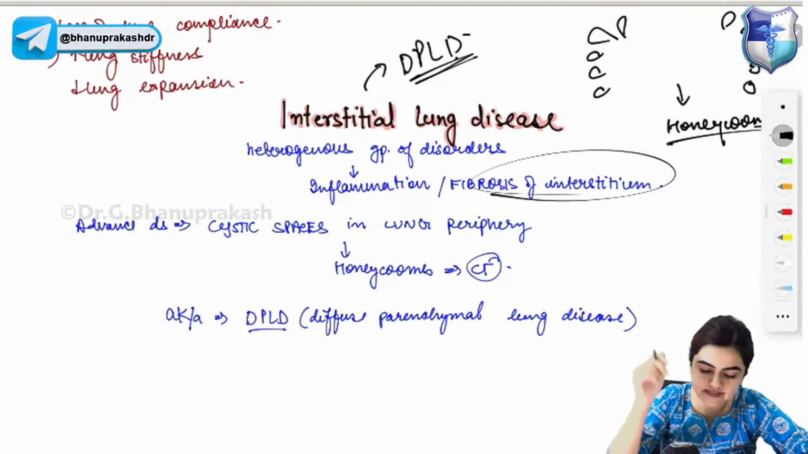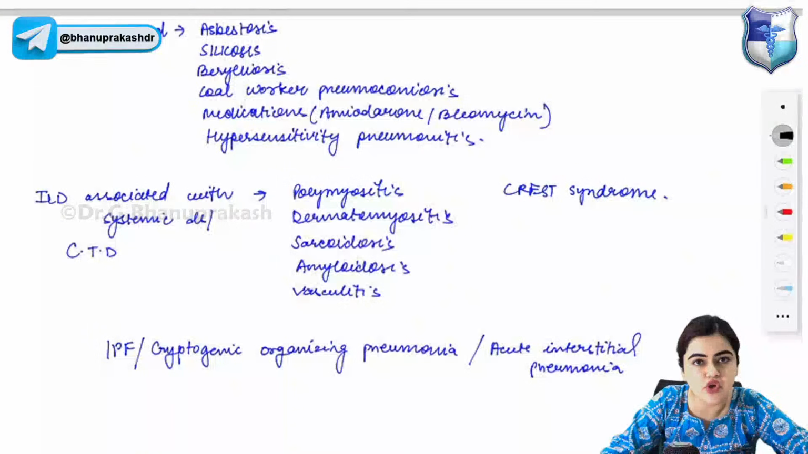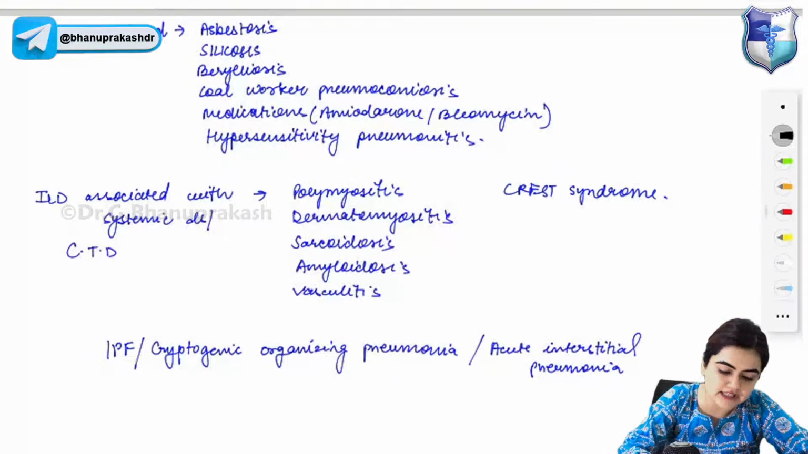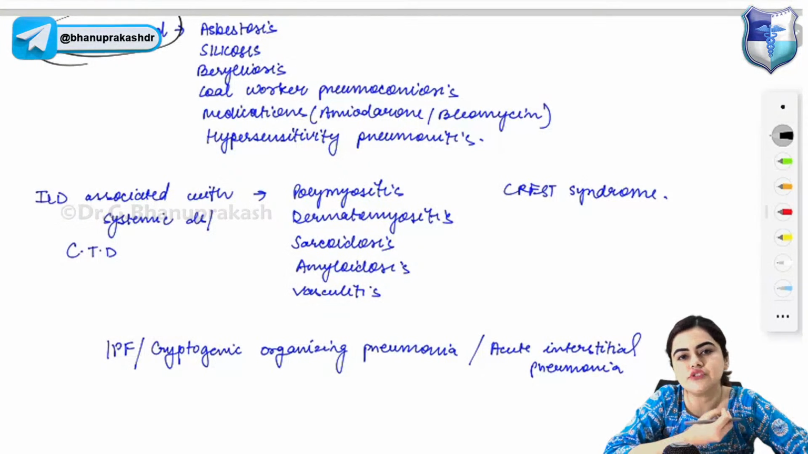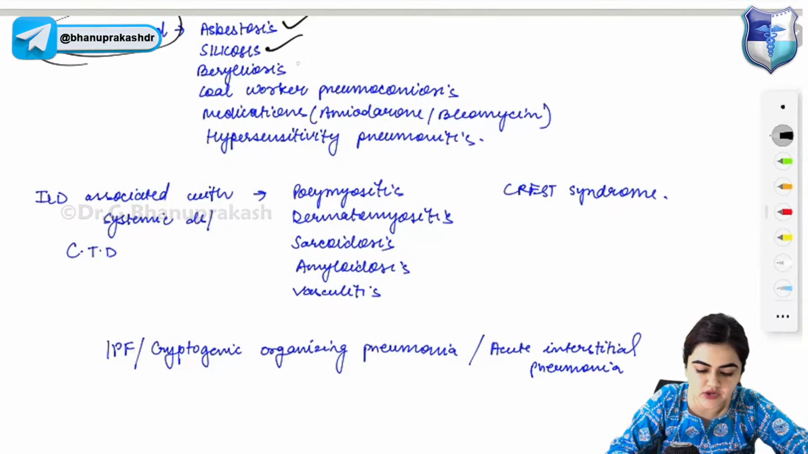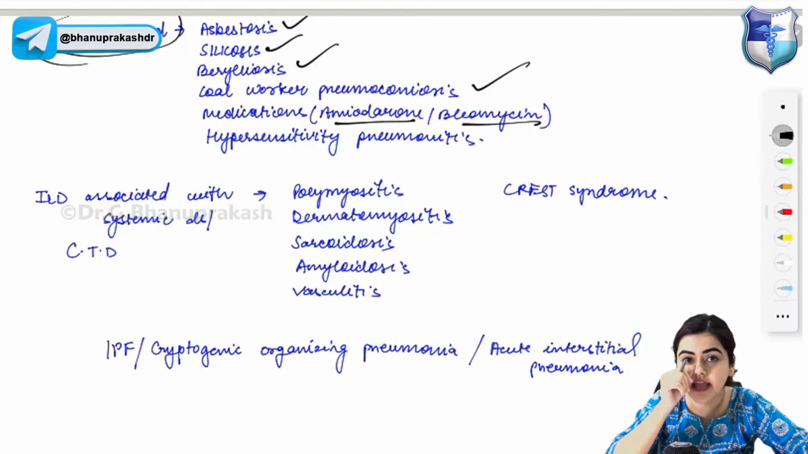Now, let's understand the different subgroups of interstitial lung disease. There are exposure-related interstitial lung diseases which develop after exposure to certain agents like asbestosis, silicosis, berylliosis, coal worker pneumoconiosis, some medications like amiodarone and bleomycin, and hypersensitivity pneumonitis. These are the exposure-related causes of interstitial lung disease.